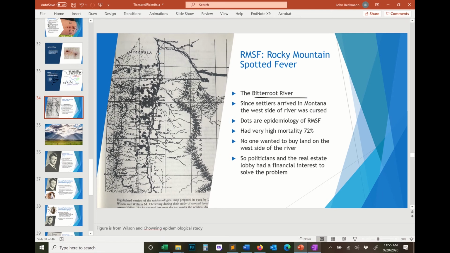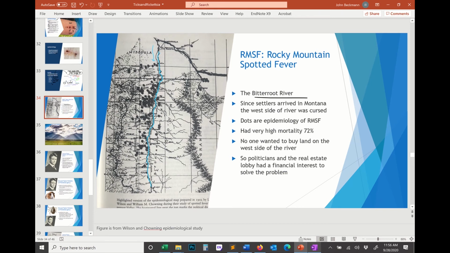And this is actually a figure from one of the first papers to study Rocky Mountain spotted fever. Each of these dots is an incidence where they found a patient that had Rocky Mountain spotted fever, and this is where they lived. So what do you notice about this figure?